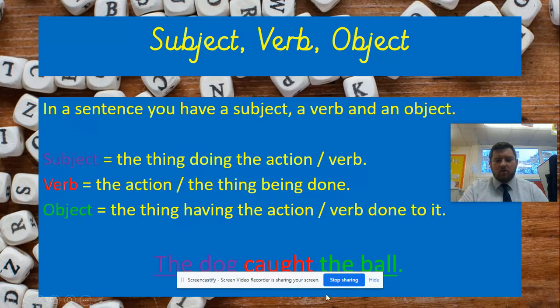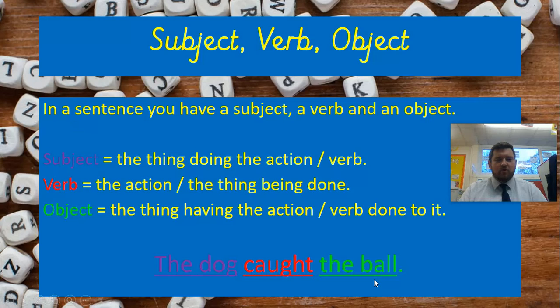So, on the screen, I've got some information. Subject, verb and object. Now these three things you need to be able to spot in order to work out whether sentences are in the active or the passive voice. So in a sentence, you have a subject, a verb and an object. The subject is the thing doing the action, so doing the verb. The verb is the action, whatever's being done, and the object is the thing having the action done to it.